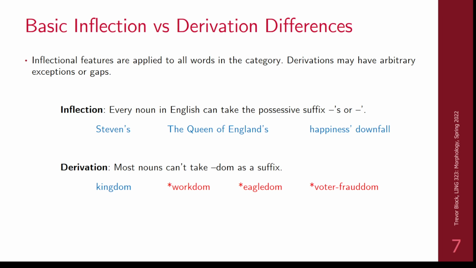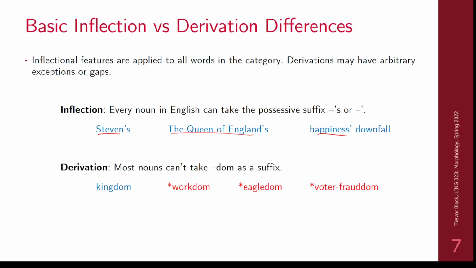Okay, the other thing is that when you apply an inflection, let's say something inflects on nouns, that inflection should be able to appear on every single noun in some form, whether it's regular or irregular. So every noun can take a possessive S, whether it's Stephen's, one word, the Queen of England's, 4 words, happiness's downfall. This is an abstract concept, and it can still take the possessive S. Well, derivation has a lot of these gaps.